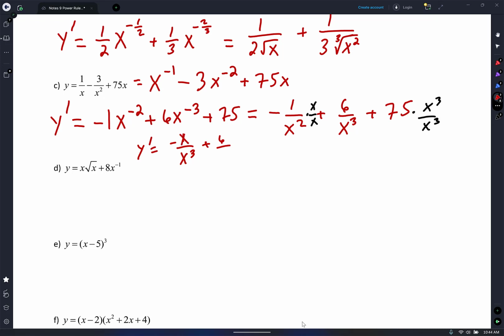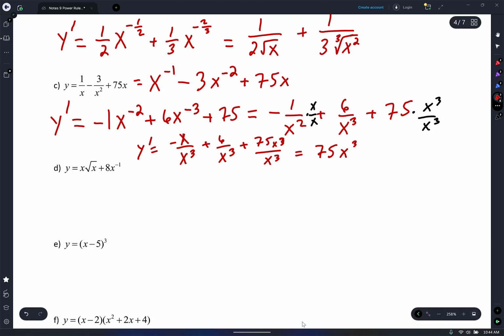Tell me, guys, when I make mistakes, tell me. I didn't do that on purpose. Plus 75x cubed over x cubed. So look what that looks like. I'm going to put the positive term first. I guess I should have put the 75x cubed first because that's the highest degree. You don't have to, but 75x cubed plus or minus x plus 6 all over x cubed.